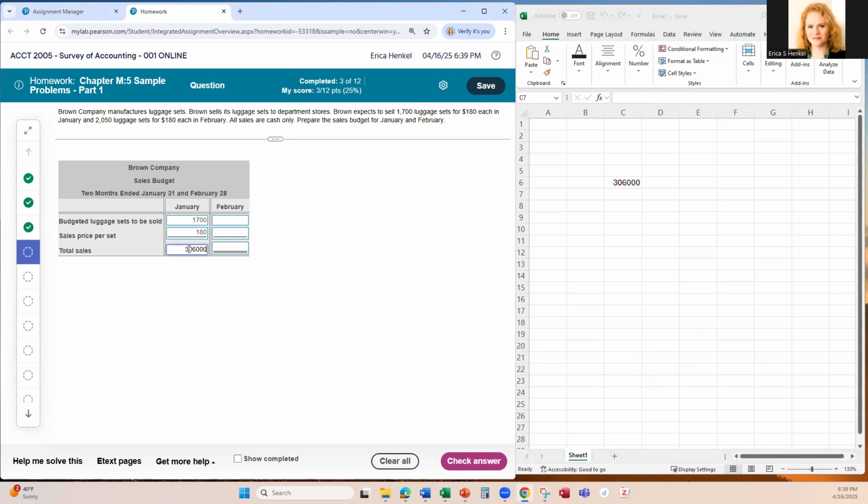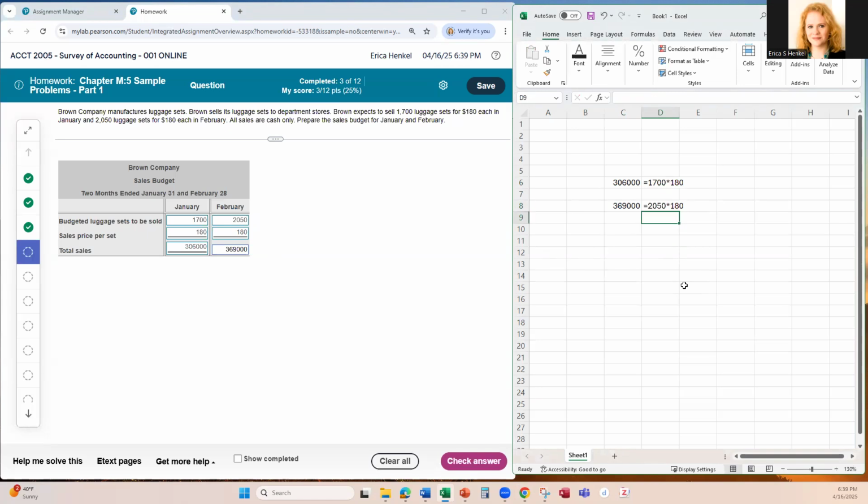And then in February, we are looking at selling 2,050, also at 180. So that's going to get us to 369,000. Okay. So I'll just copy those formulas there in case anybody didn't keep up with that. So you can pause that if you need to.